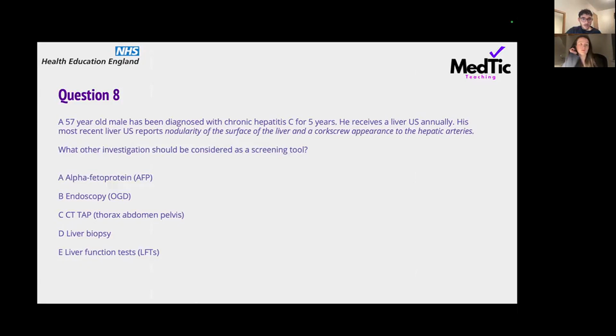Okay. So essentially, my understanding of the corkscrew appearances of the hepatic arteries is that when you get quite end-stage liver cirrhosis, that causes congestion and therefore increased pressure within the arteries, which would cause them to kink in such a way that they'd appear to be corkscrews. So it's more a sign of quite advanced liver cirrhosis.